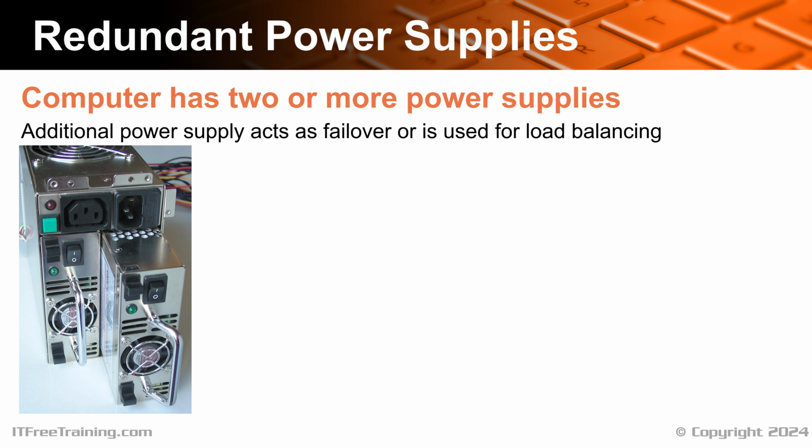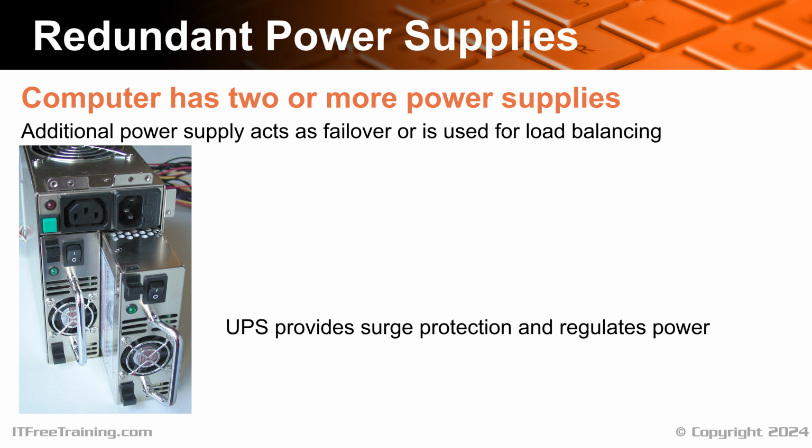The additional power supply acts as either a failover or is used for load balancing. Depending on the device, this may be configurable or configured during manufacture. When connecting the device, if available, you may want to plug it into the uninterruptible power supply, or UPS. A UPS provides surge protection and regulates power. That is, it removes power fluctuations. If you power the device from the mains, you should have surge protection. A UPS provides better protection, but surge protection is better than nothing.